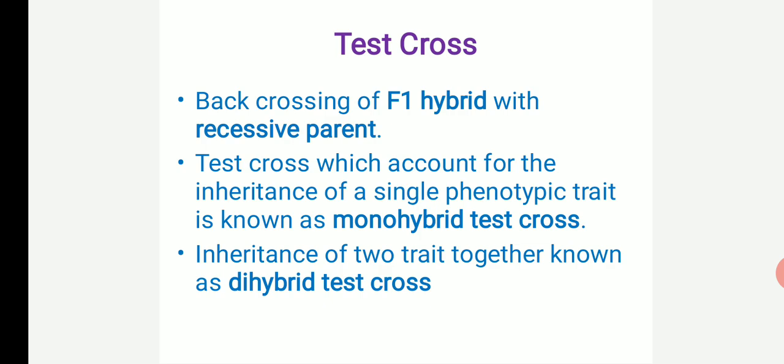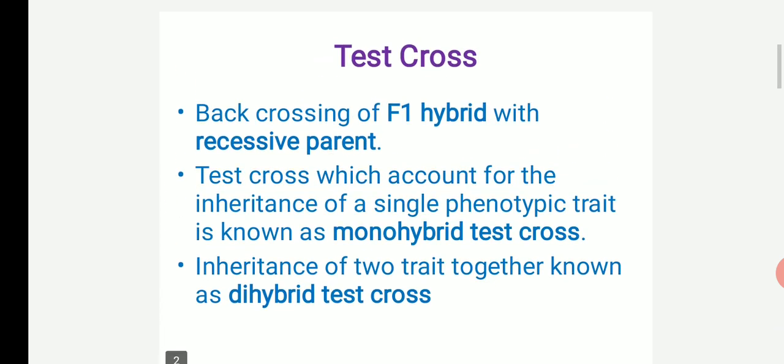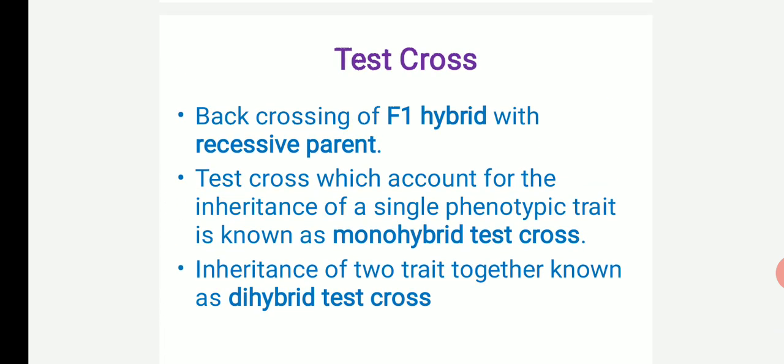A test cross which accounts for the inheritance of a single phenotypic trait is known as a monohybrid test cross. That is, if we are going to deal with only one character, then we can say it is a monohybrid test cross. And if we are going to deal with two traits, or two characters, then we can say it is a dihybrid test cross. So back crossing of F1 hybrid with the recessive parent is the test cross.